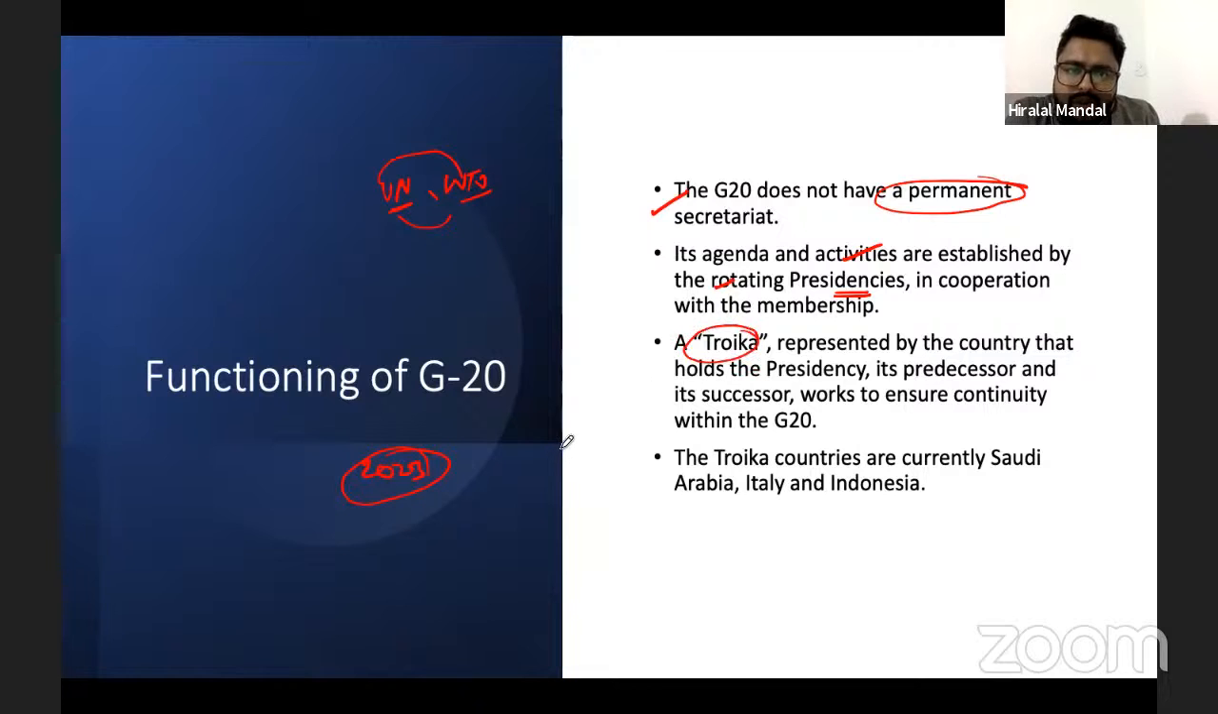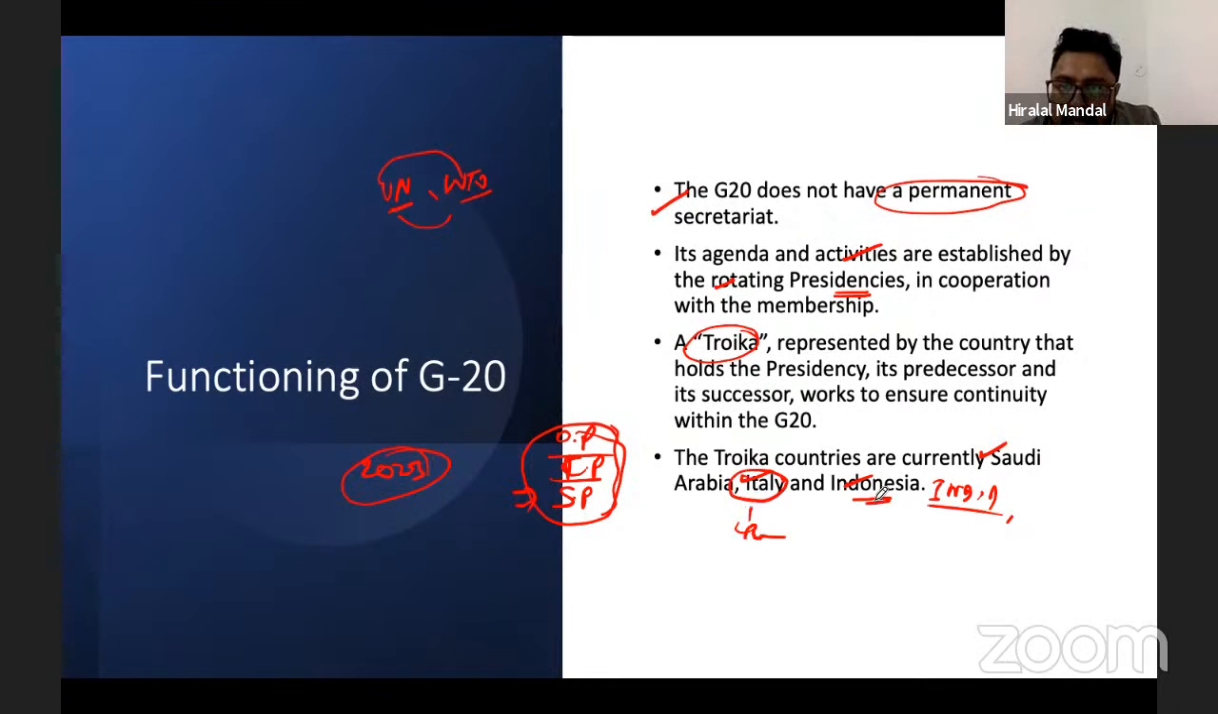So there is a troika: the current presidency, an outgoing presidency, and a successor presidency. This troika decides the issues that need to be discussed in the G20. The troika countries right now include Saudi Arabia, Italy, and Indonesia. Next year it will be organized in Indonesia, then India in 2023. At present you see Saudi Arabia, because last time it was organized there. It has been organized in Rome, Italy, and the next is Indonesia.